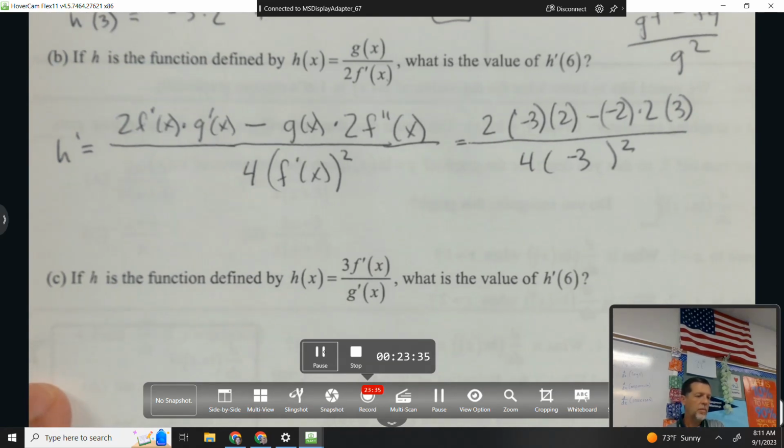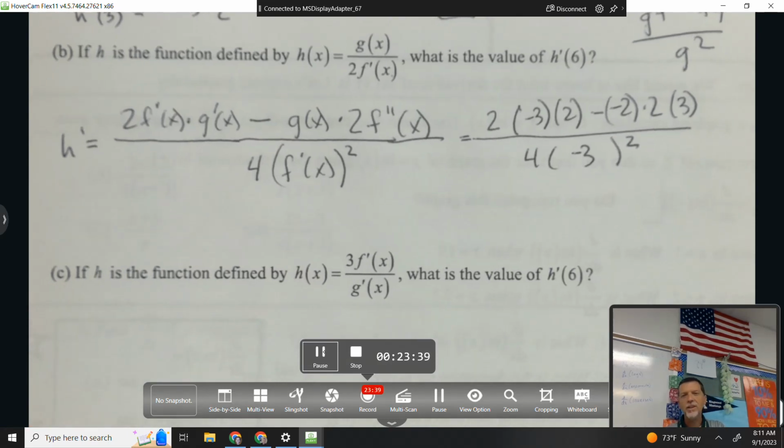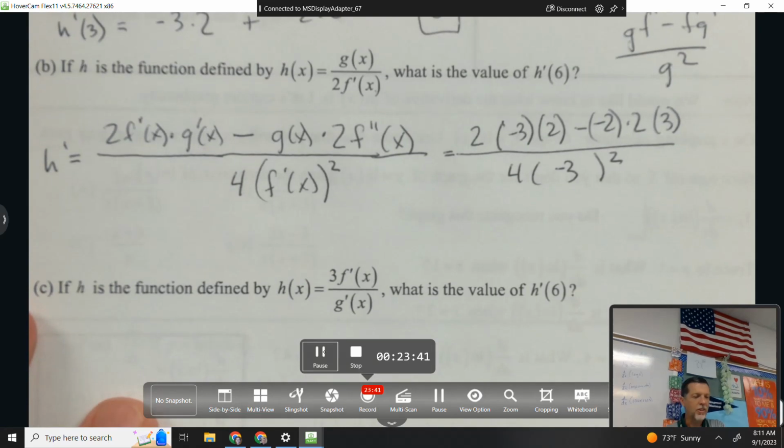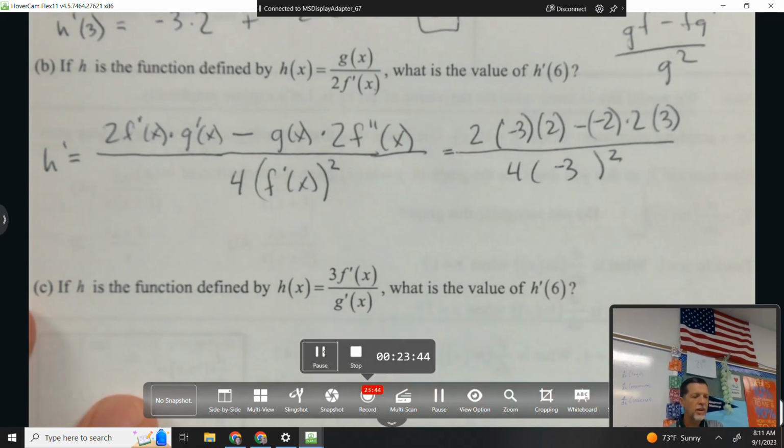And then H, the last one, is kind of the same thing. Be very careful about who's the top, who's the bottom. You're going to have a lot of second derivatives show up and first derivatives, so yeah, that's going to be kind of wacky.